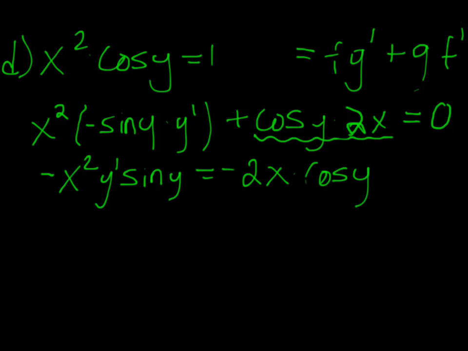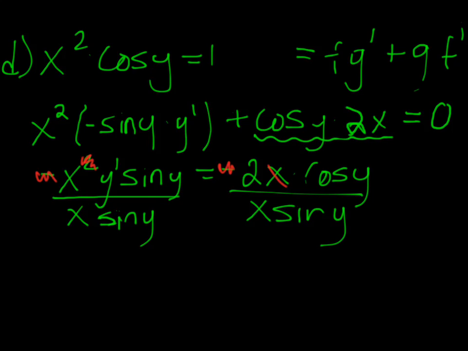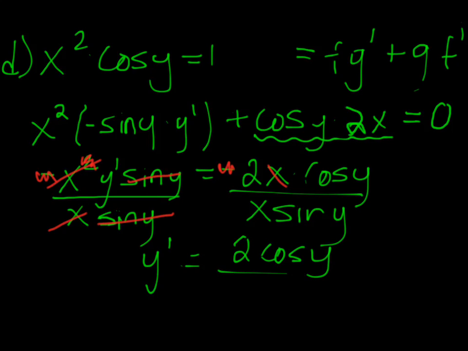If you see, I have a negative that I can cancel out here, and then I can cancel an x, and an x squared there. So I'm just left with x y prime sine y is equal to 2 cos y. Now I want to get rid of anything next to my y prime, so I'm going to divide this by x sine of y, and over here x sine of y. So, some cancellation happening. I'm left with y prime is equal to 2 cos y all over x sine y.